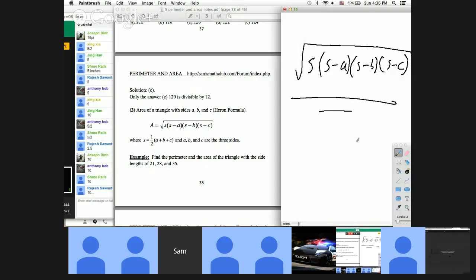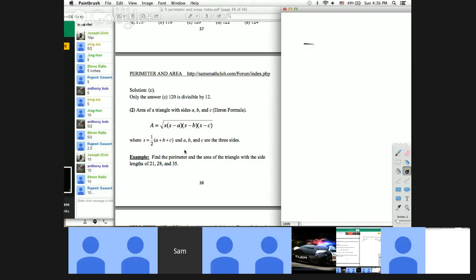So let's try, real quick, to do this one right here. Find the perimeter and the area of a triangle with side lengths 21, 28, and 35. And normally when you use Heron's formula, the numbers under the square roots usually come out to really nice numbers, but sometimes they don't. So this one might take a little bit, so I'll kind of start it over here while you guys work on it.